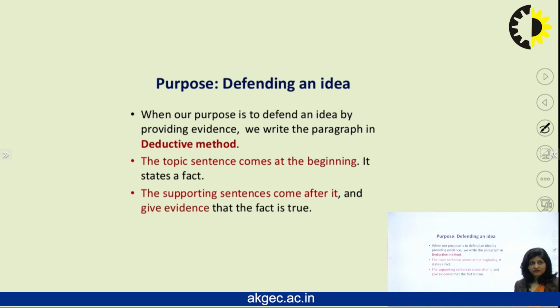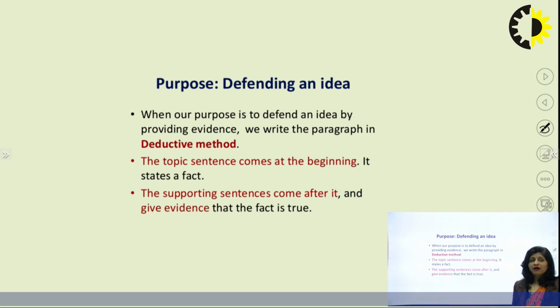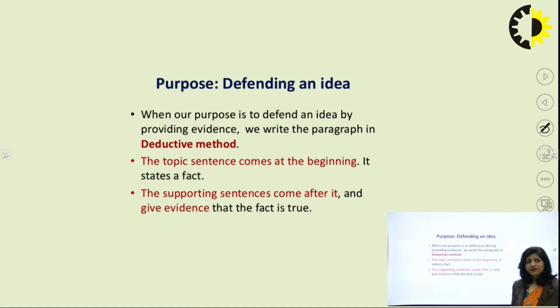The first one is deductive method. In the deductive method, our purpose is to defend an idea. When our purpose is to defend an idea by providing evidence, we write the paragraph in the deductive method. The topic sentence comes at the beginning and states a fact. The supporting sentences come after it and give evidence that the fact is true. So we move from a general statement to particular statements. First we write a general statement and then we give some particular examples.